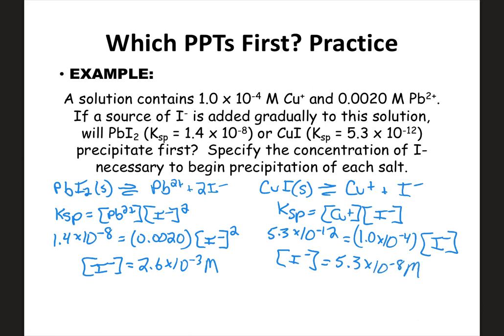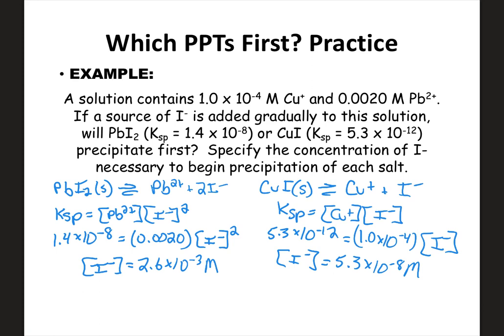So let's just review here what we did so far. We wrote the Ksp expression for both possible precipitates, plugged in the values we know, and solved for the concentration of the unknown, or the one we're adding. So now what we do is we compare these two, all right? Obviously, if you were slowly adding I minus to this solution, the concentration of the I minus would slowly start to increase, all right? So the lower concentration of these two would be reached first.